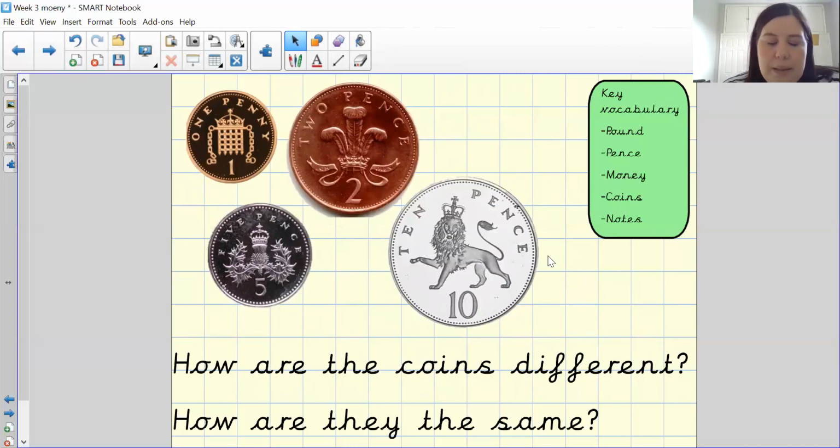So, same thing now. I want you to think about the 1p, 2p, 5p and 10p. I want you to write some similarities and some differences about all of these coins put together.